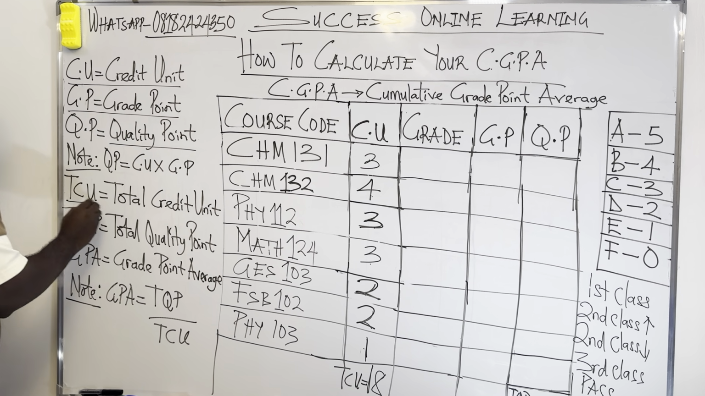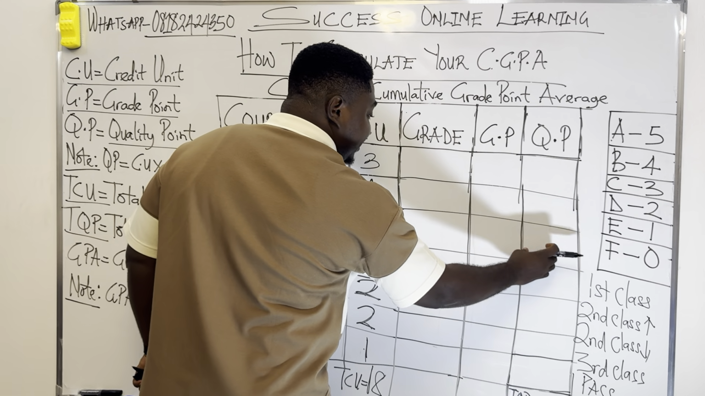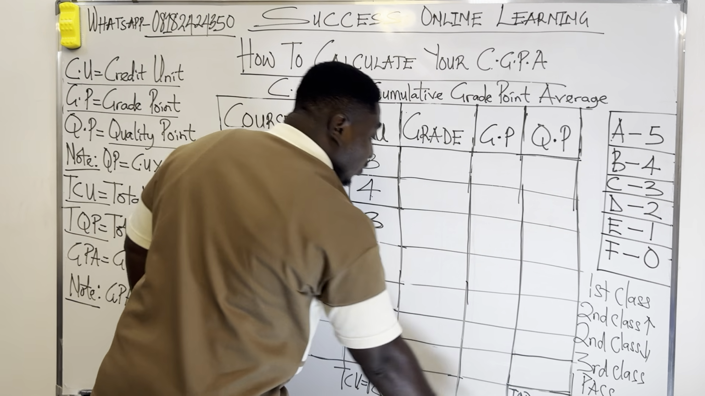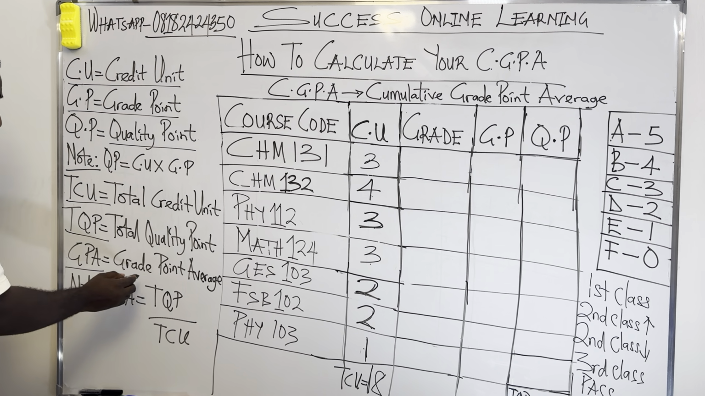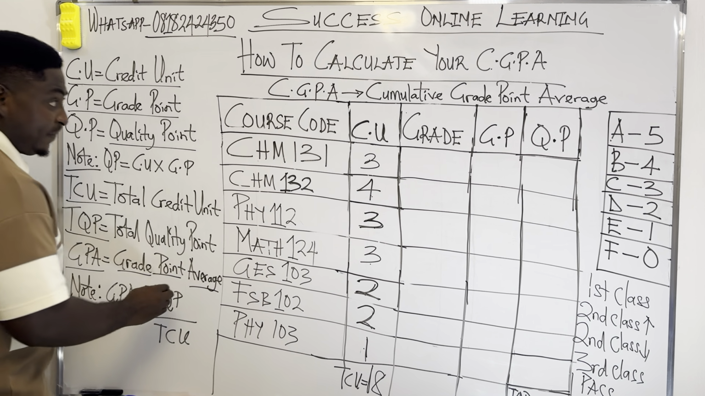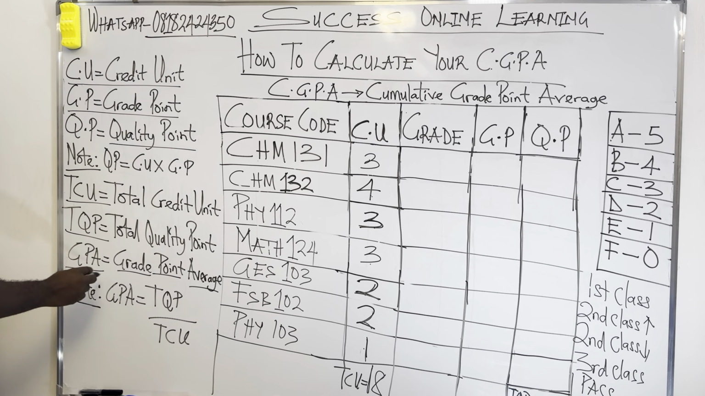That's total credit unit. Now, what's total quality points? After we've gotten all the quality points in each section here, we're going to add them together to get total quality points. That's TQP, total quality points. And the next thing we'll look at is GPA. The GPA means the grade point average. Remember I told you I'll tell you the difference between GPA and CGPA. So stay tuned. GPA is grade point average.